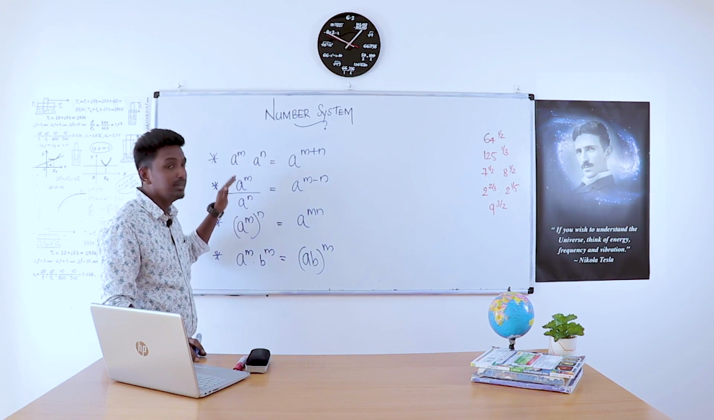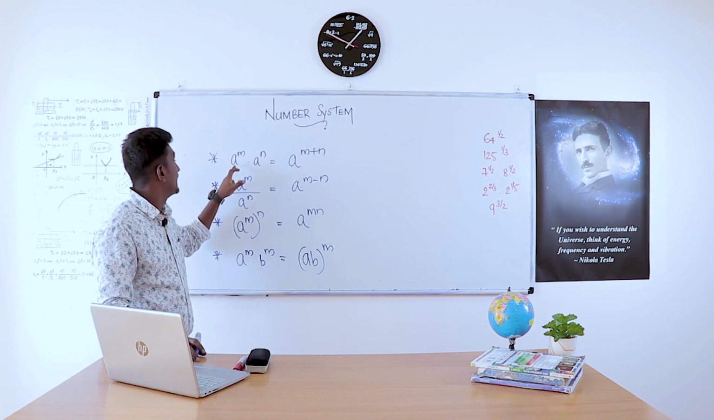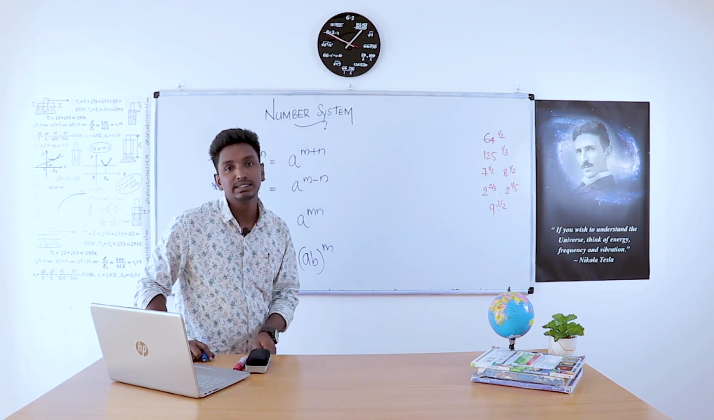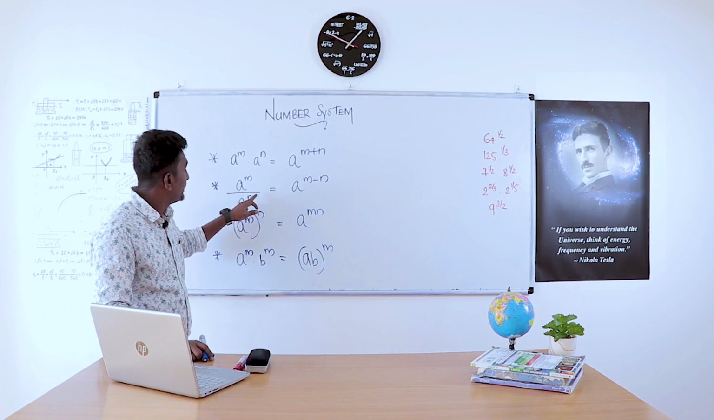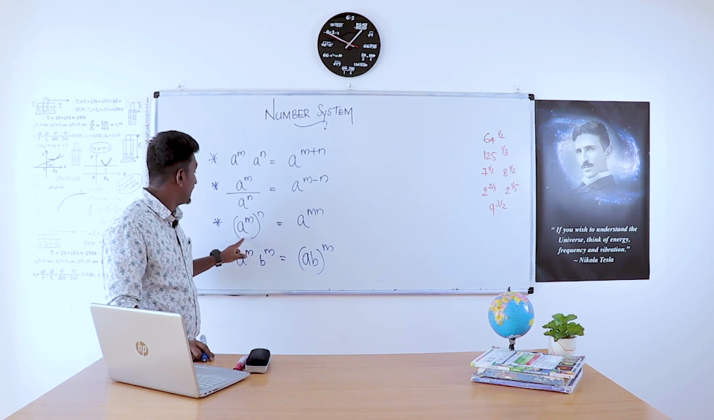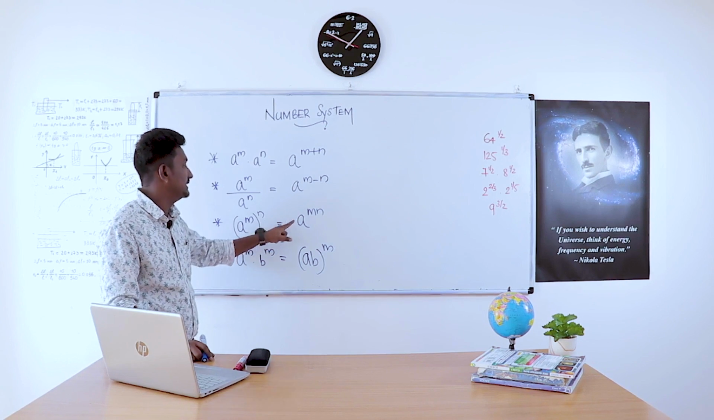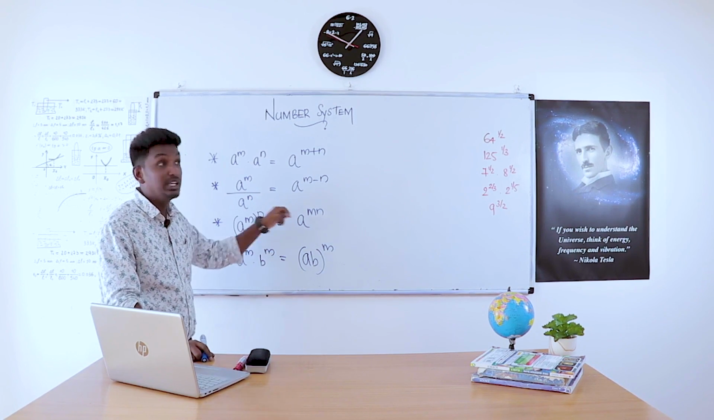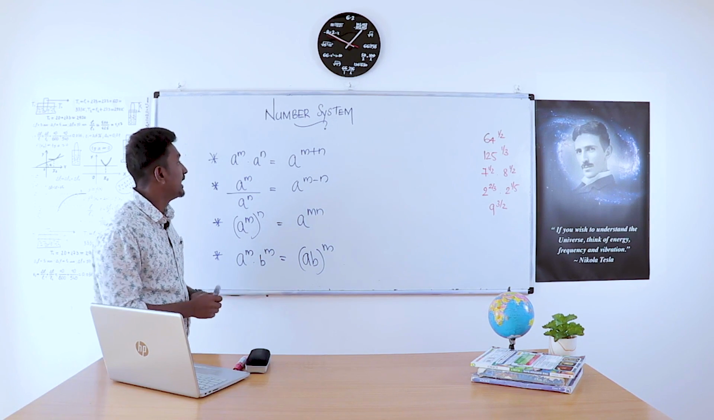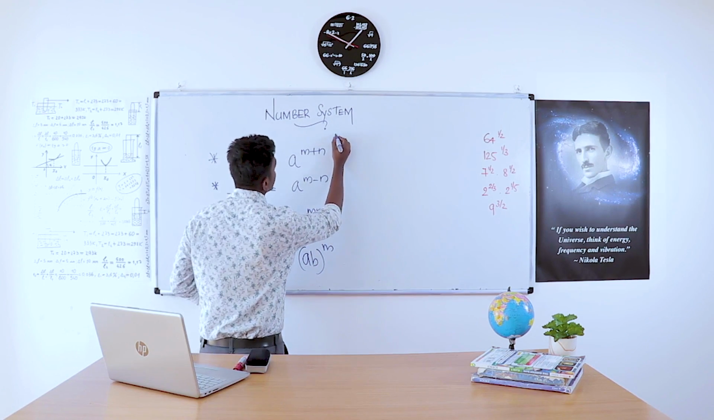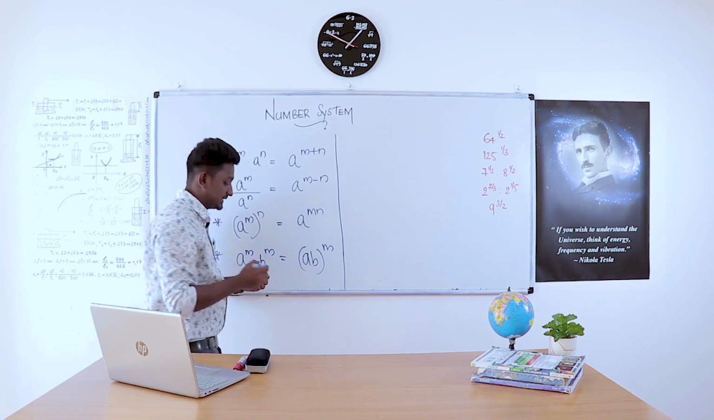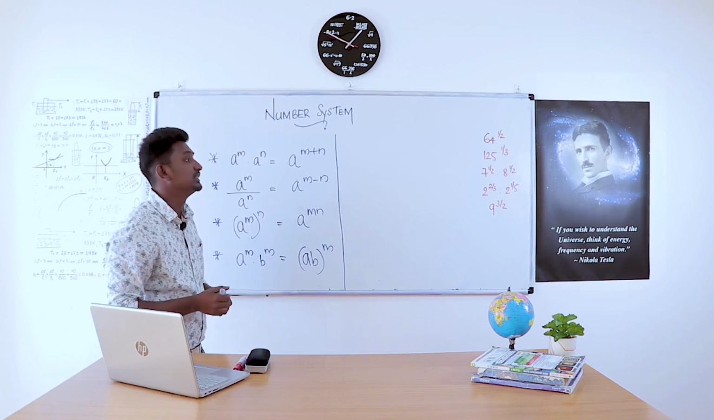Simple, very simple. Just listen carefully. A raised to m into a raised to n is equal to a raised to m plus n. A raised to m by a raised to n is equal to a raised to m minus n. And a raised to m the whole raised to n is equal to a raised to m into n. And a raised to m into b raised to m is equal to ab the whole raised to m. These are the four identities we are using to solve problems in this section. Now we can solve some problems.